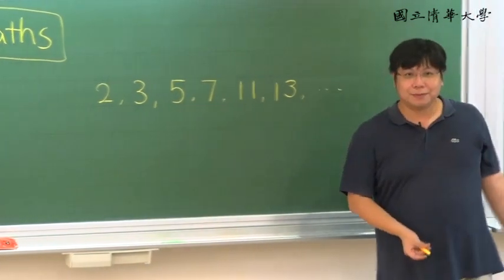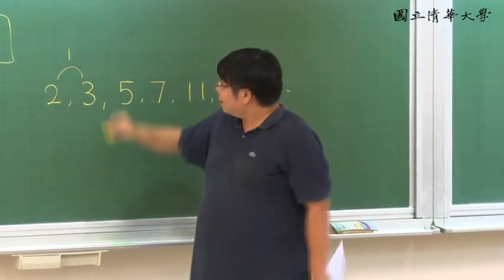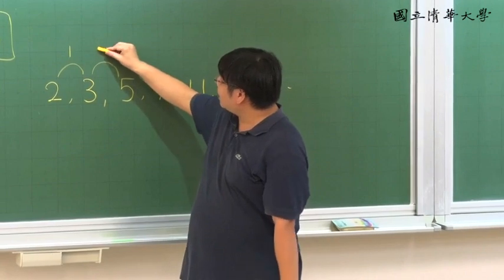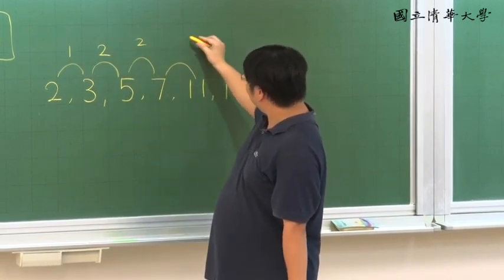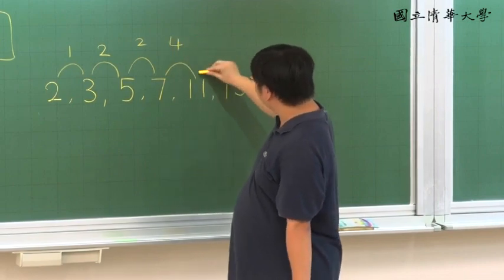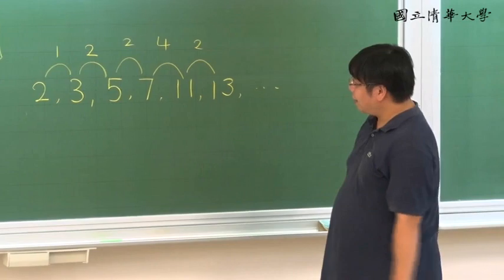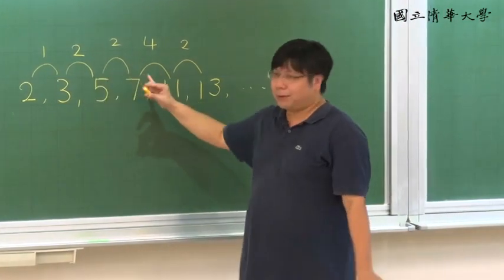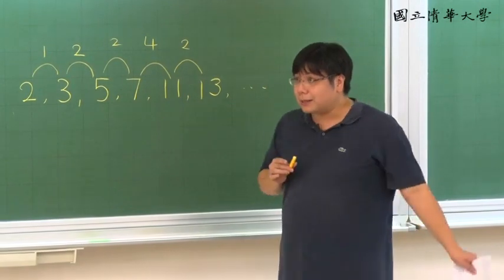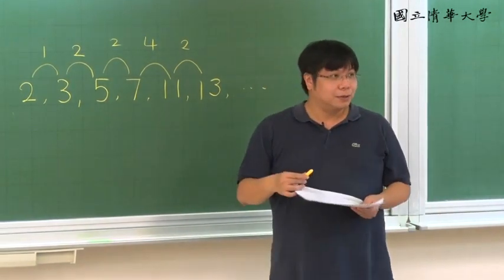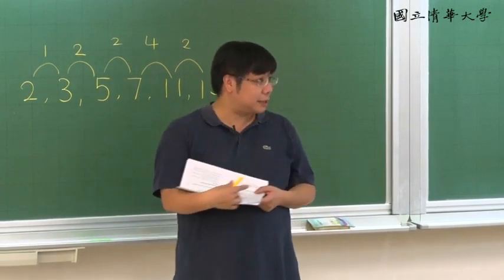Okay? So 2 and 3, in between the gap is 1. 3 and 5, in between the gap is 2. This is 2, and this is 4, and then this is 2. Is that okay? And then somehow the exact gap between consecutive primes is difficult to predict. And so far, maybe this is what I guess, there is no way to predict what is the next prime.